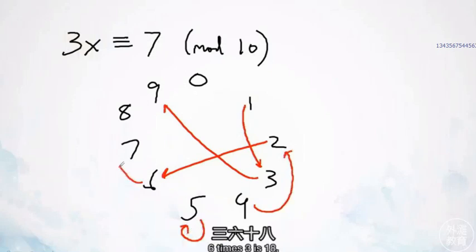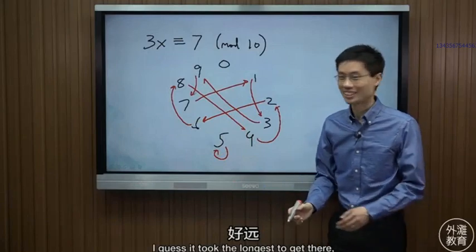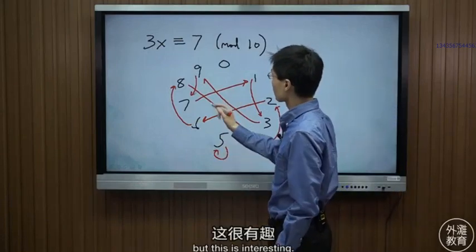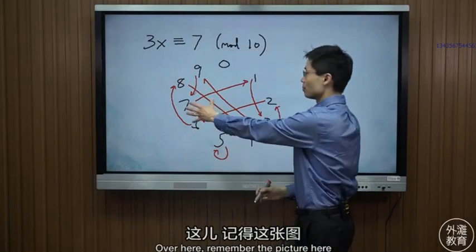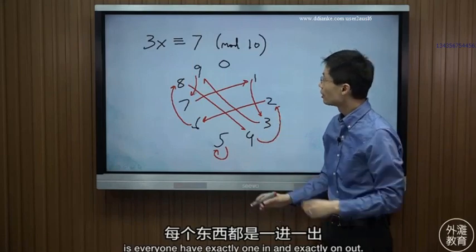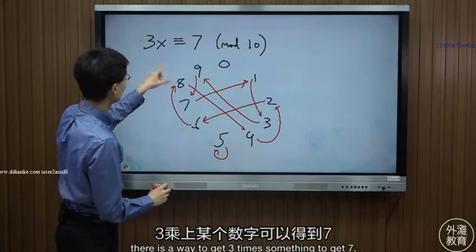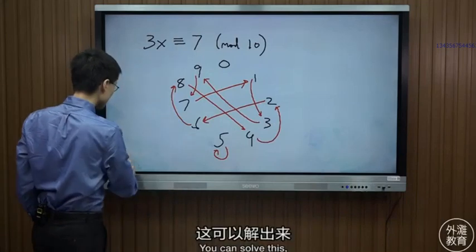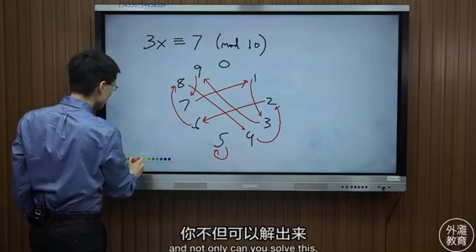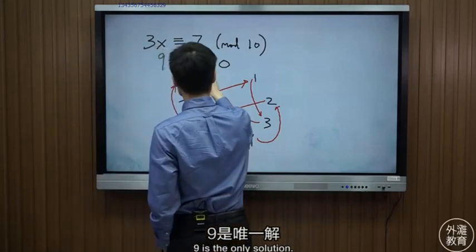6 times 3 is 18. 7 times 3 is 21. 8 times 3 is 24. And finally, 9 times 3 is 27. I guess it took the longest to get there. But this is interesting. Remember the picture here was that everyone has exactly 1 in and exactly 1 out. What that means is that there is a way to multiply 3 times something to get 7. You can solve this. And not only can you solve this, this has a unique solution. 9 is the only solution.